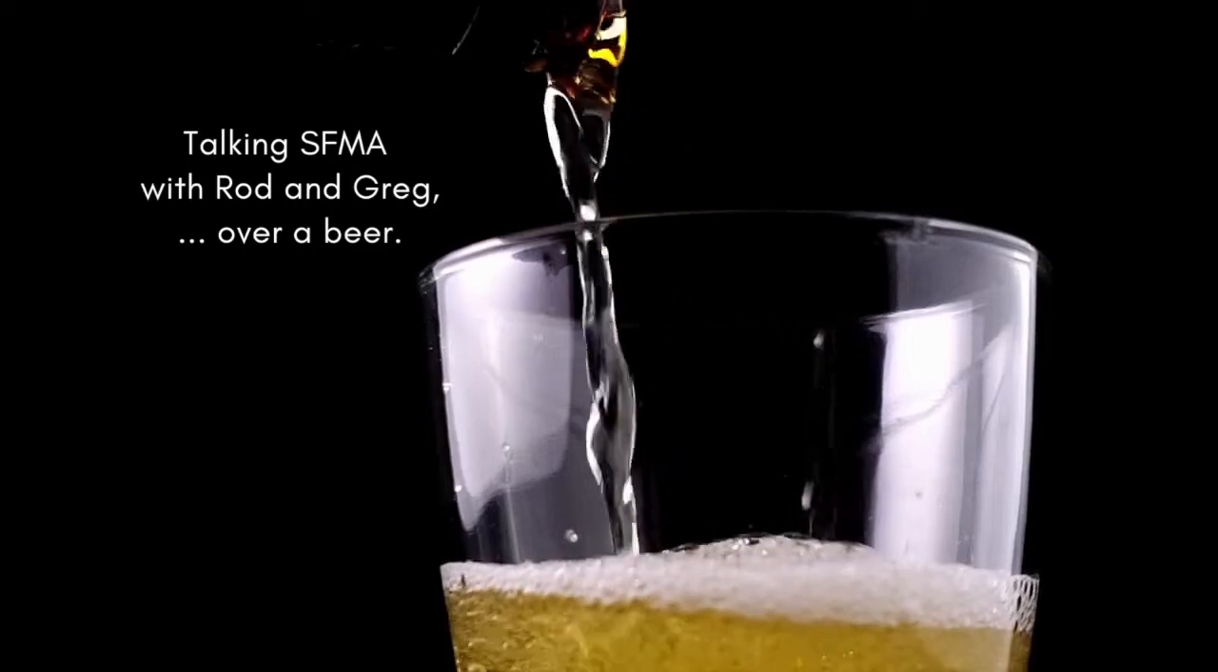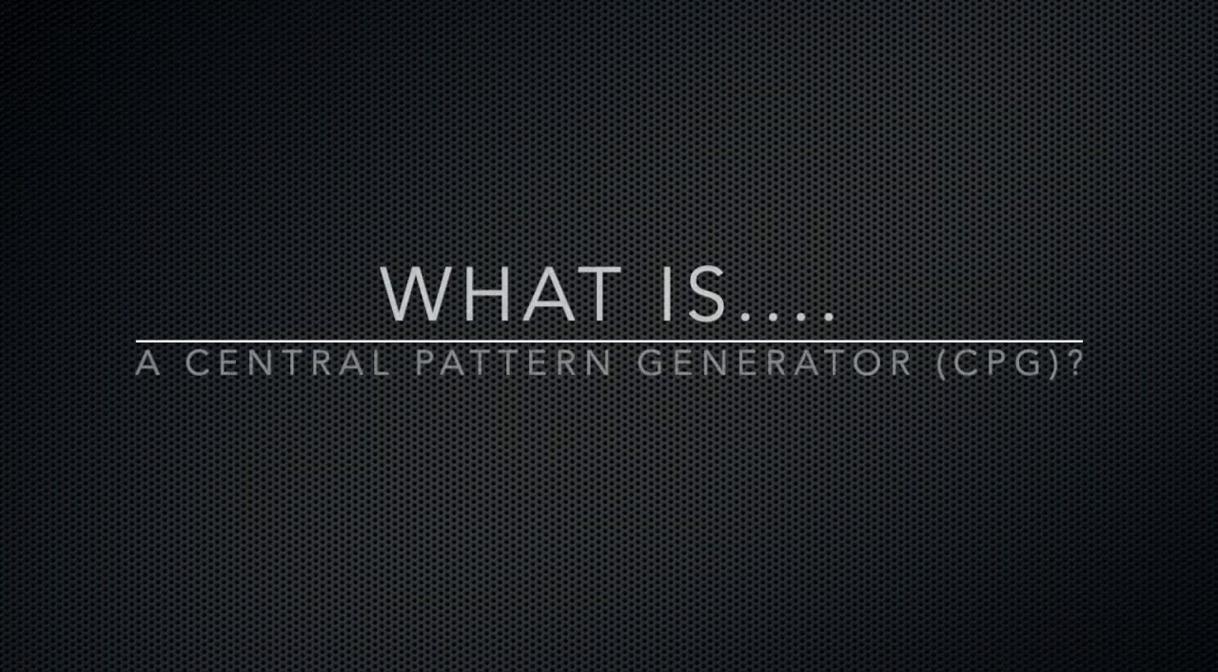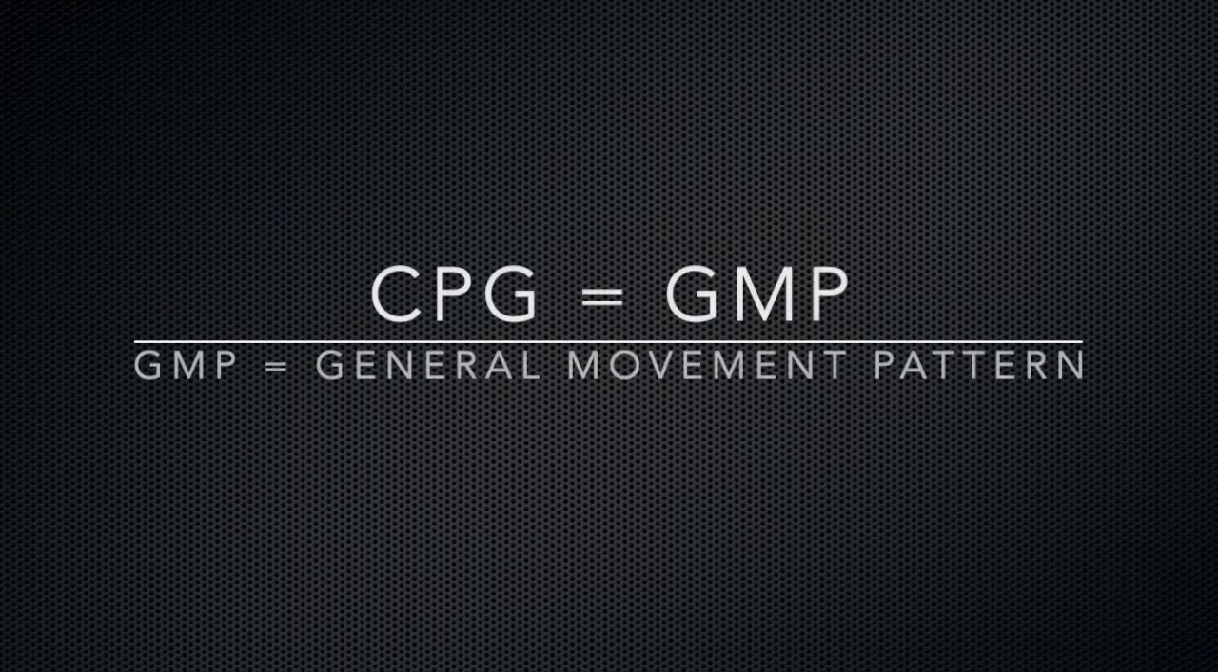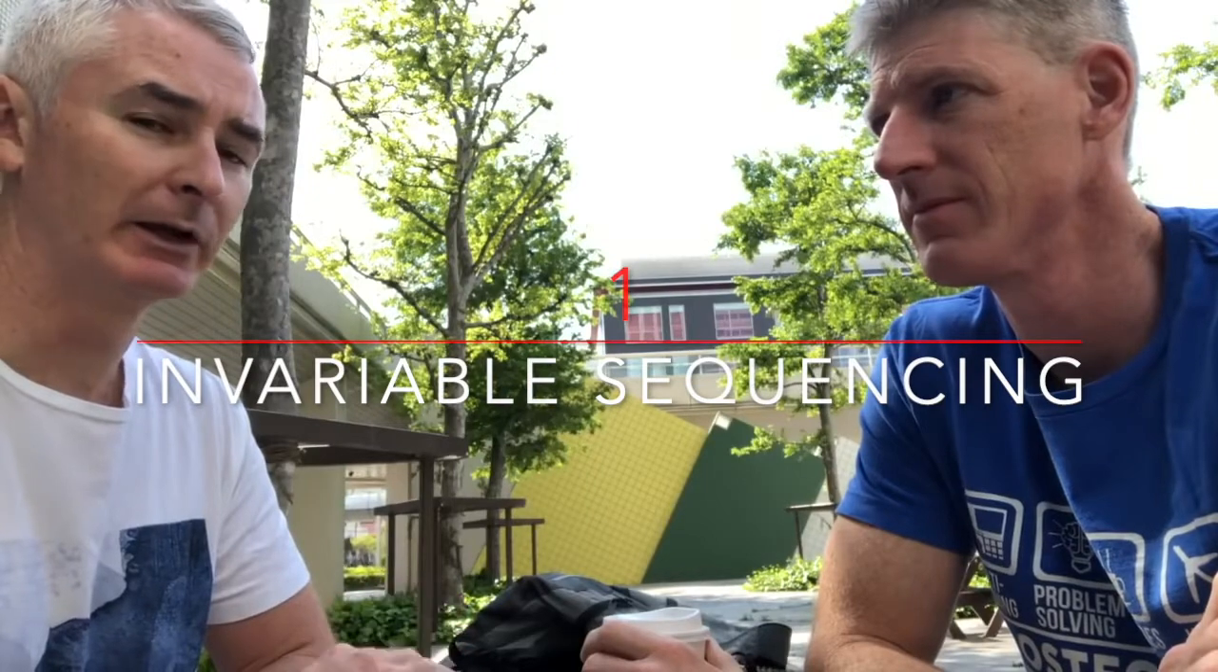Yeah, so let's take something complex and turn it into simple. There's three things that a central pattern generator, or a GMP, a generalized movement pattern, has. The first one is that there is relatively invariable sequencing, which means a particular muscle will activate first, followed by another muscle, etc. So in each pattern of movement, that's the sequence that's there, and it doesn't change. Even with the subtle variations in movement, that's the sequence that occurs.